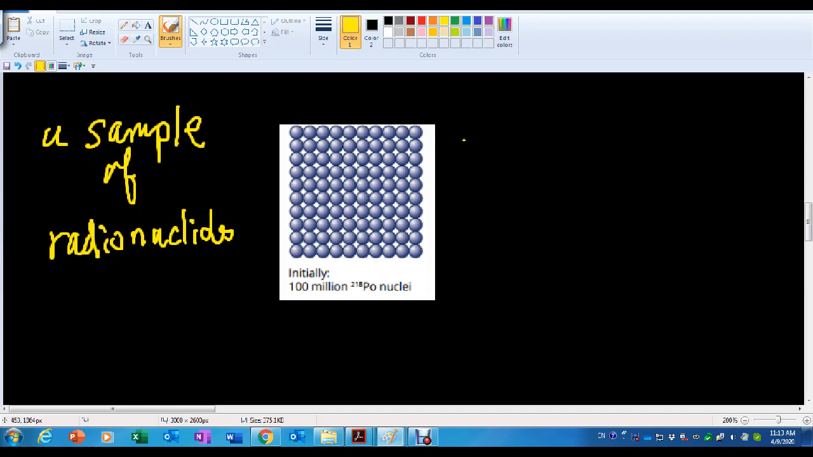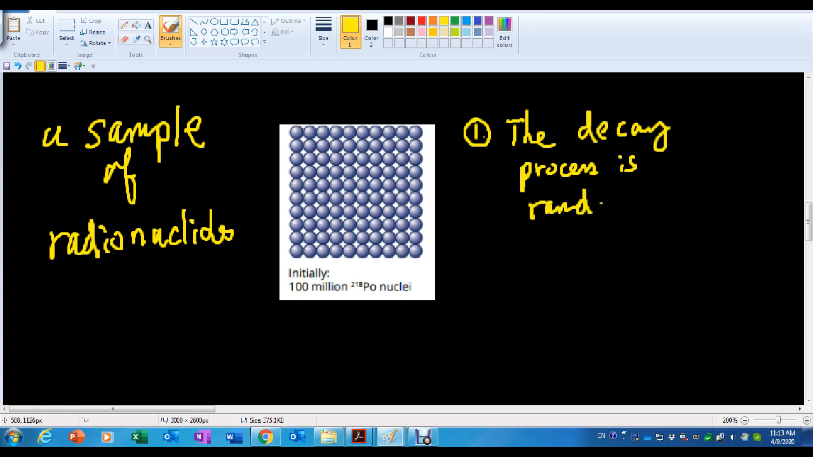So that's the first nature. That's two natures. The first nature is the decay process is random. That means you don't know which one is going to decay, and also you don't know when a particular radionuclide will become decayed. So we don't know the timing, we don't know which.